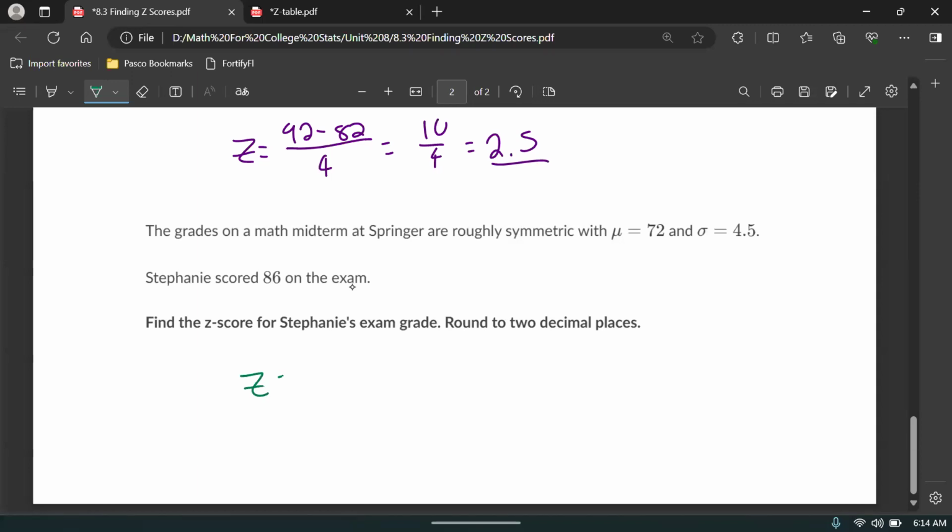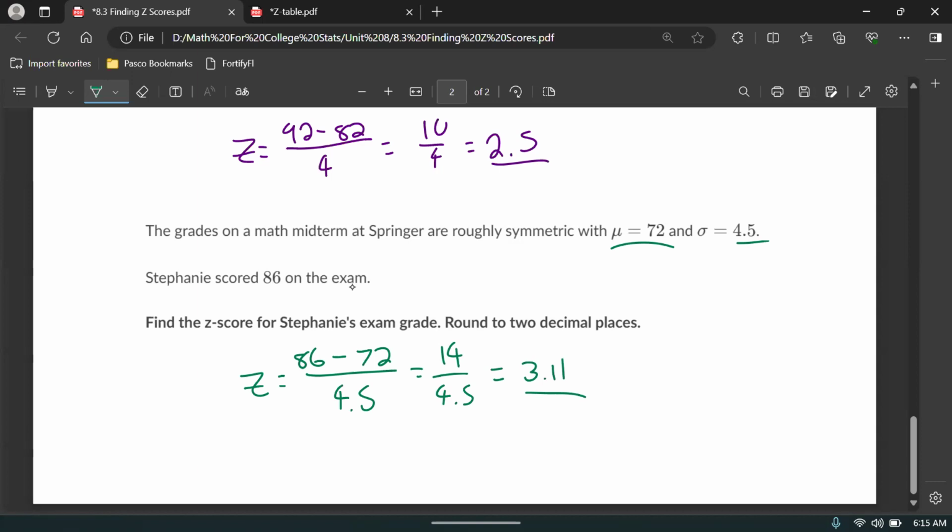So z equals, Stephanie's score is 86 minus the mean. Mean was 72 divided by standard deviation, which is 4.5. So just using the formula over and over and over again. 86 minus 72 is 14. 14 divided by 4.5 is 3.11.